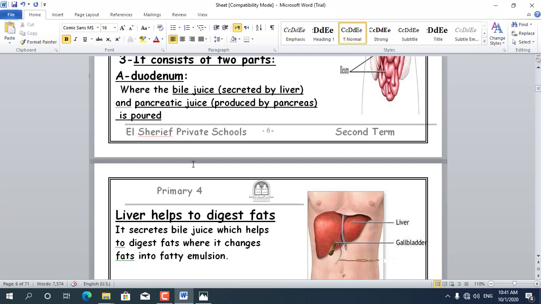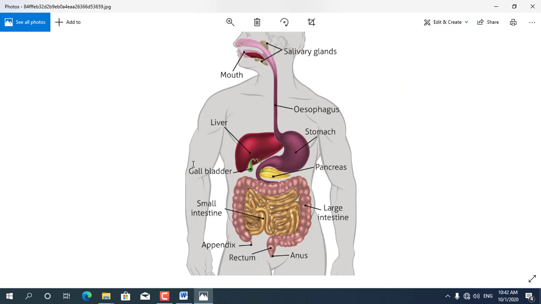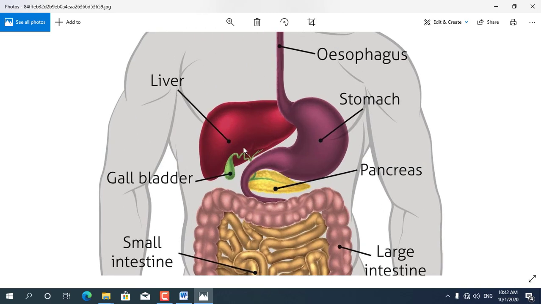يبقى نيجي number 1 duodenum. يبقى it is the first part of the small intestine in which pancreatic juice and bile juice are poured, where pancreatic juice is secreted by pancreas والبايل juice is secreted by liver. زي ما احنا شايفين كده ده شكل الليفر وده شكل البنكرياس. يبقى pancreatic juice secreted by pancreas، bile juice secreted by liver.